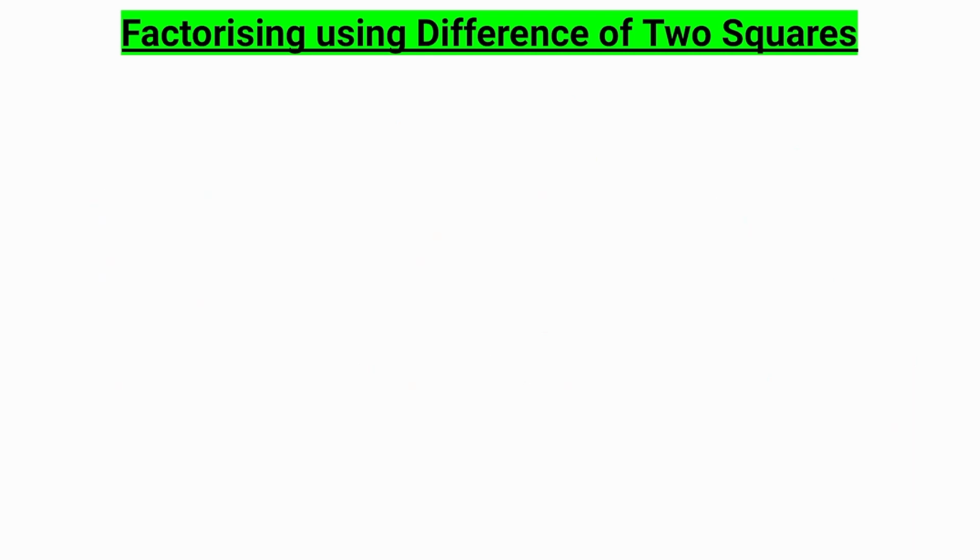Let's take our next set of examples. 9x squared minus 4, 64x squared minus 49, and 25x squared minus 144. Now pause the video and see if you can solve these expressions by factorizing using difference of two squares.